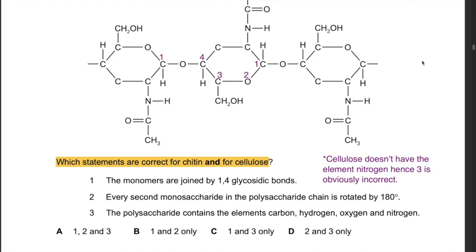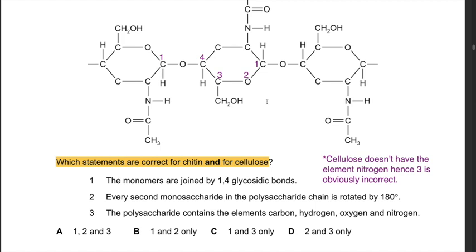Yes, answer B is correct because statement 1, the monomers are joined by 1,4-glycosidic bonds, is obviously shown in both cellulose and chitin. If you look at the diagram over here, I have labeled the carbon atoms from 1 to 4 of the middle carbon ring, and yes, bonds are formed between carbon 1 and carbon 4 of two neighboring carbon rings.